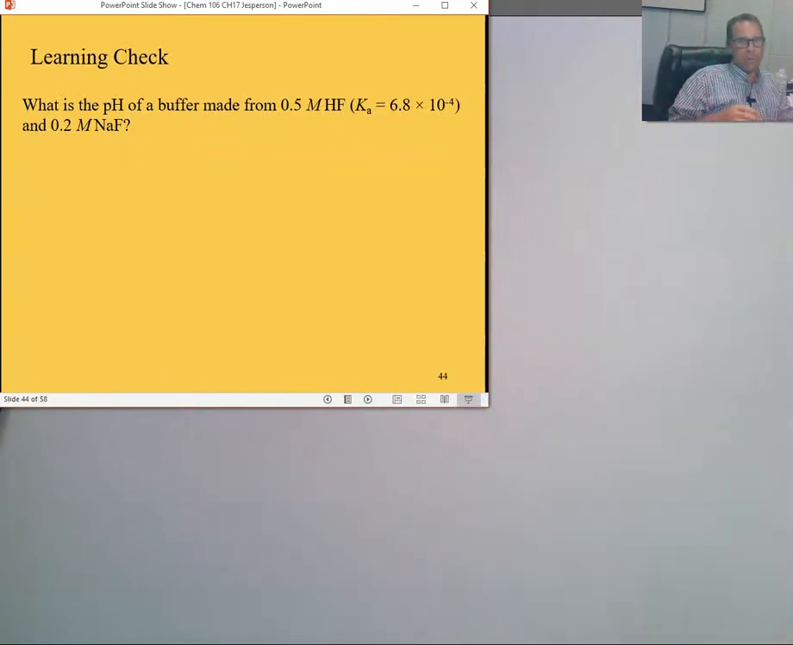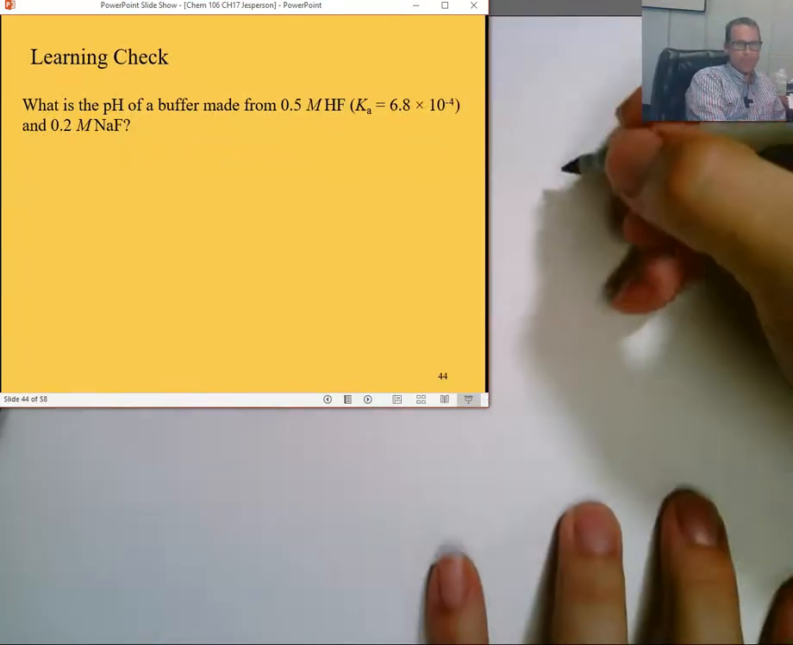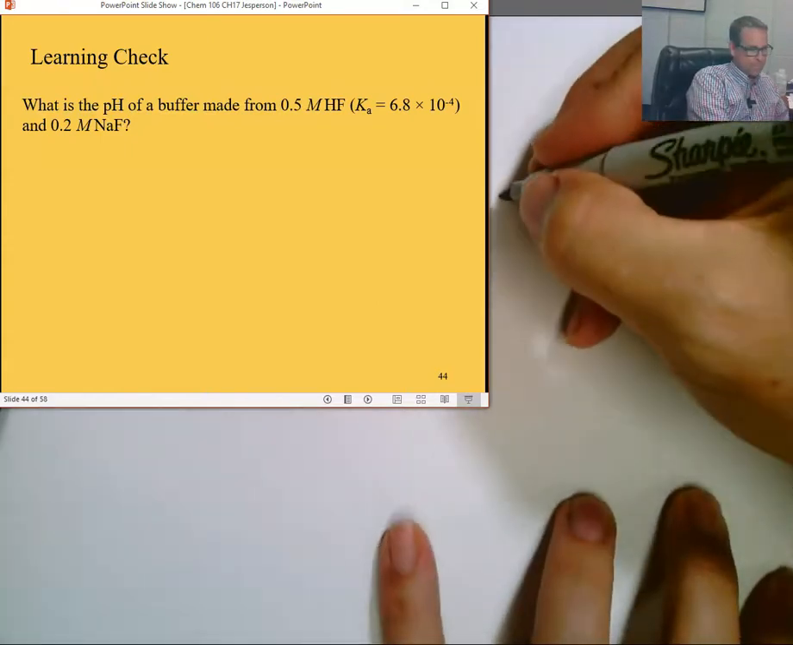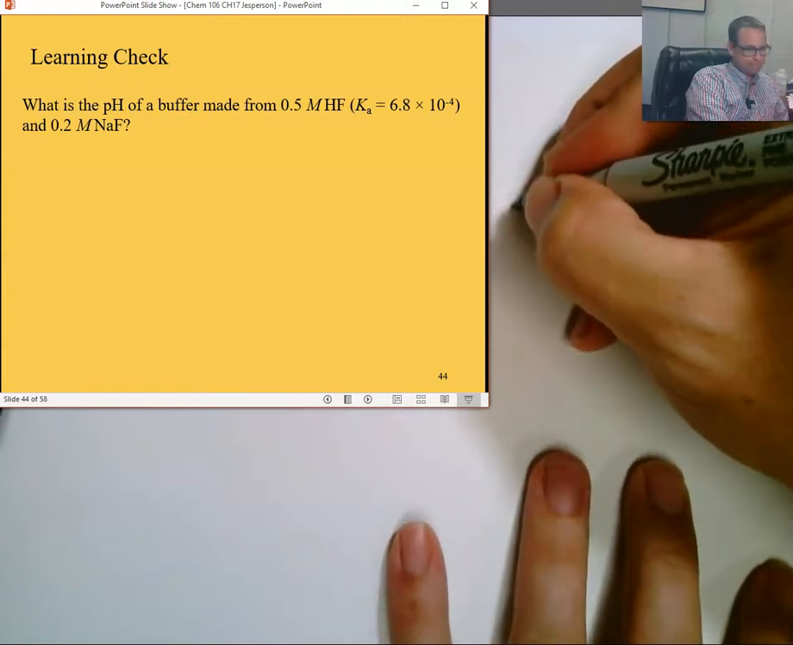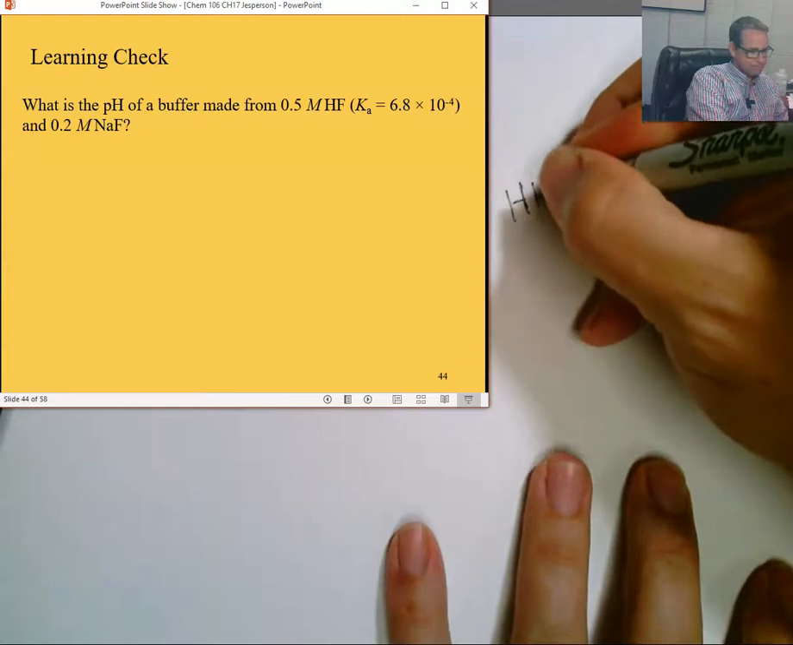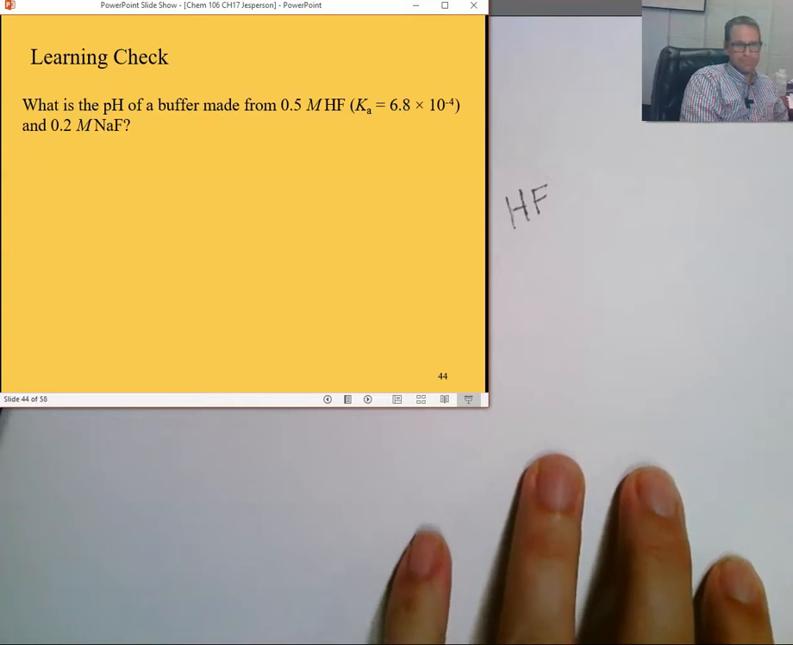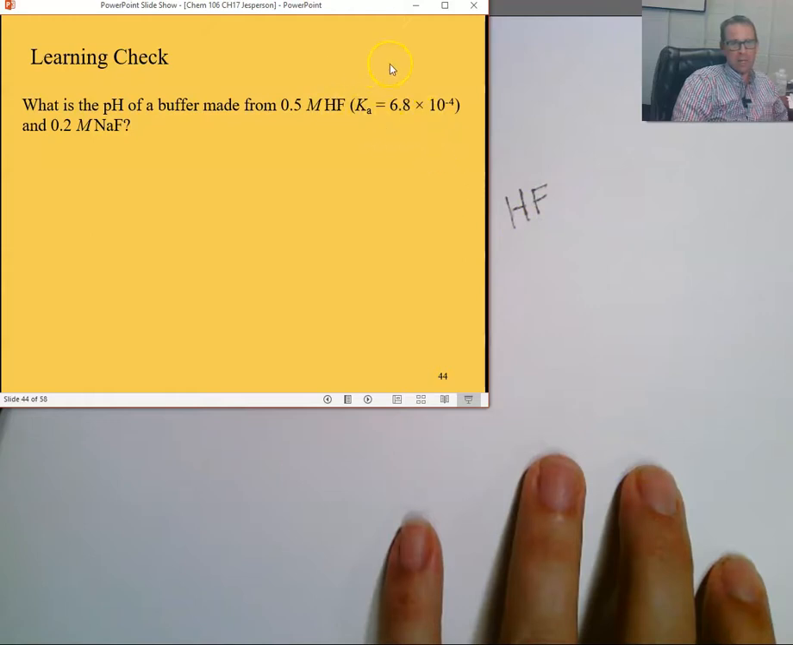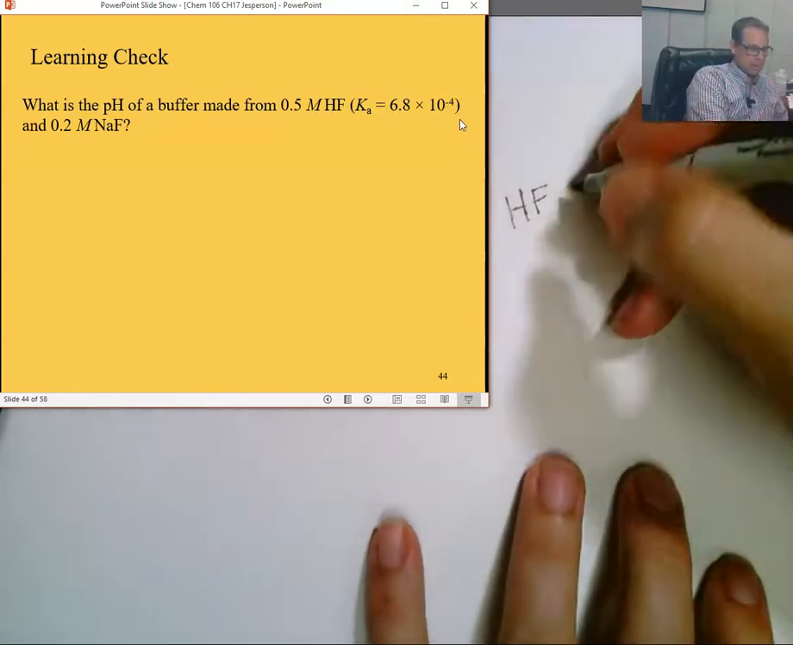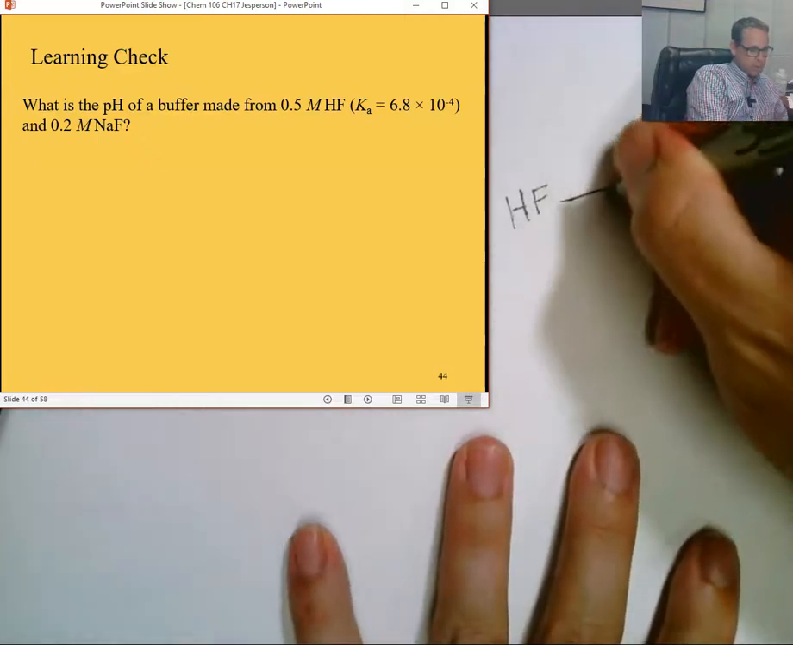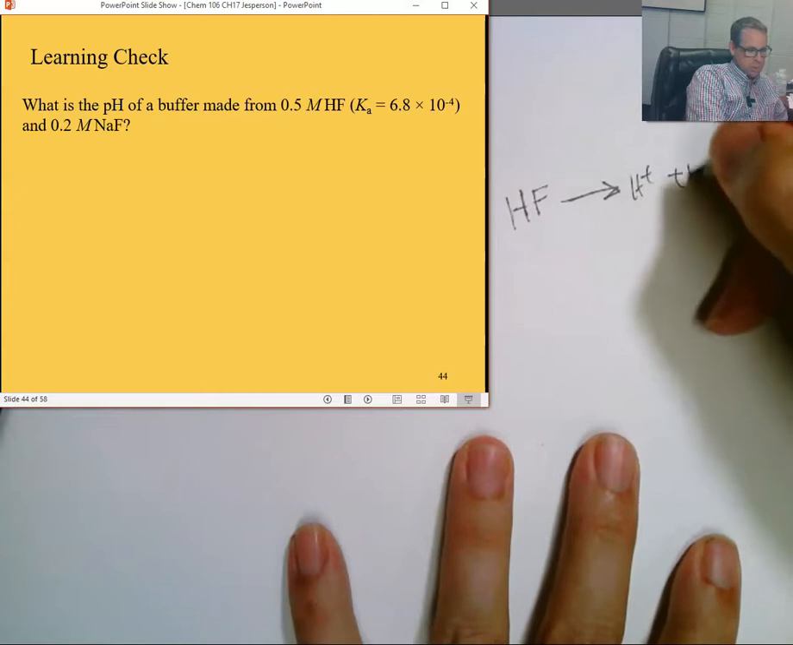How would you approach it? What would you do? So I would start by writing out the equation of what would happen. Okay. HF or F minus? We'd have to use HF if we're going to use this Ka, right? Yeah. So HF is going to go to H and then the F minus. Very good.